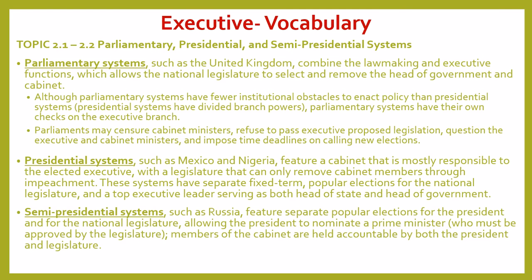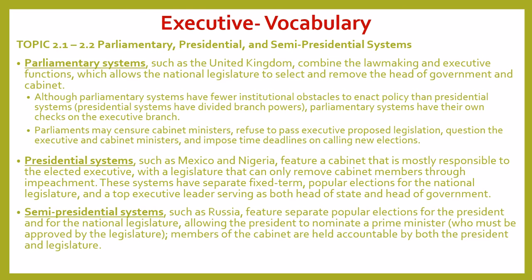So, vocabulary associated with the executive are parliamentary systems, presidential systems, and semi presidential systems. So, parliamentary systems, the UK is one of those that has a parliamentary system, combines the lawmaking and executive functions. So, you have a marriage of lawmaking and executives, which allows the national legislature, in the UK's position, it's the House of Commons, to select and remove the head of government and the cabinet members.